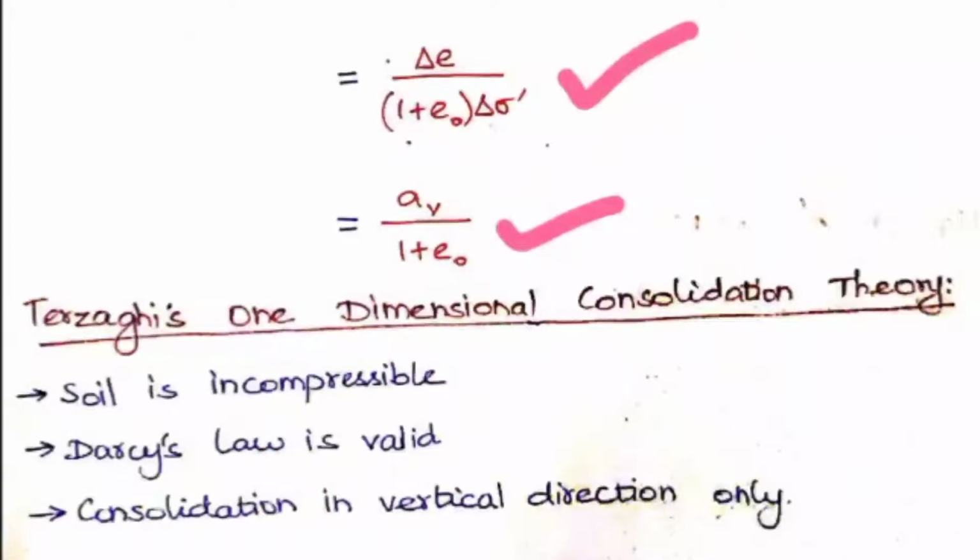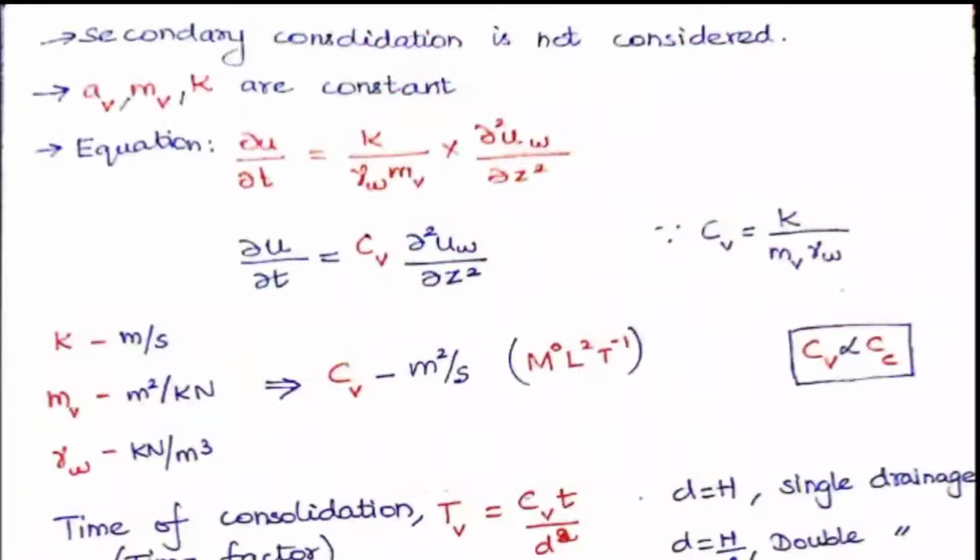And then we are going to see Terzaghi's one-dimensional consolidation theory, because the consolidation process is completely based on Terzaghi's assumptions. They take the soil as incompressible, Darcy's law as valid, and consolidation only in the vertical direction. The secondary consolidation is not considered in Terzaghi's assumptions. Here av, mv and k are constant. av is the coefficient of compressibility, mv is the coefficient of volume change or volume compressibility, and k is the coefficient of permeability.